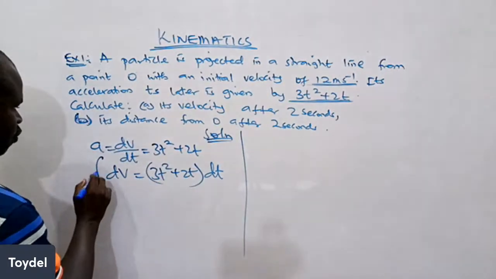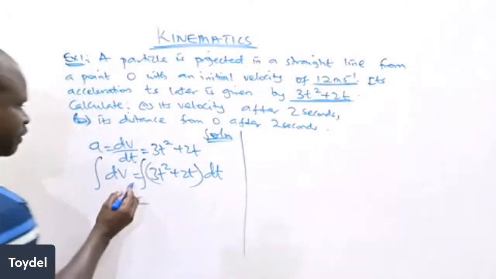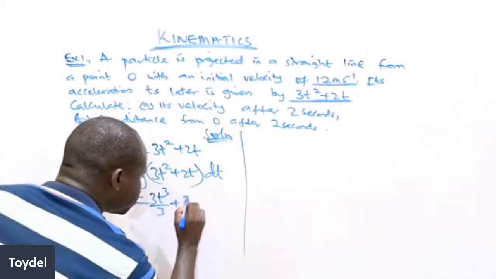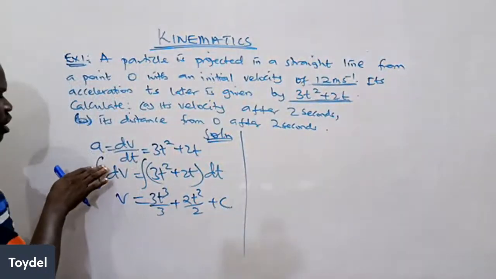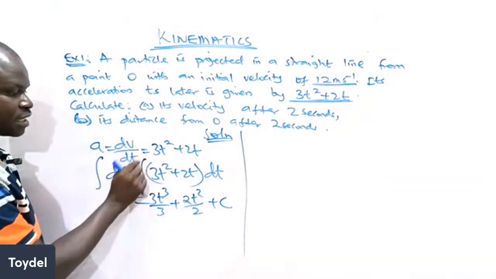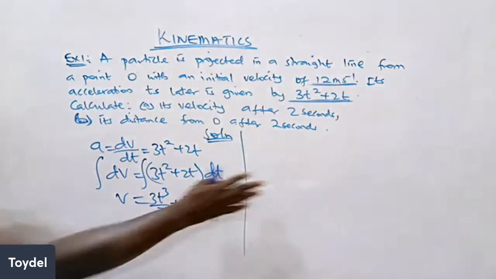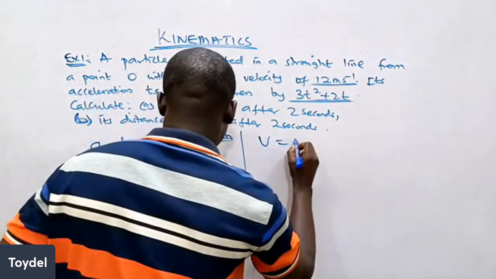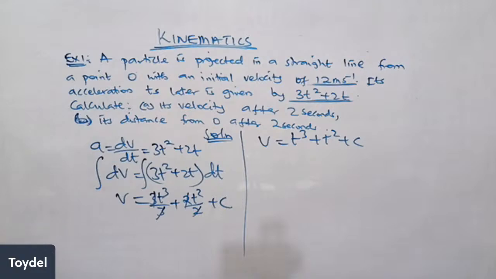So how do I now get the velocity? I'm going to integrate. I integrate dv on one side and the other side. If I integrate dv, I get v equal to, integrating what I have here, 3 times t cubed over 3 plus 2t squared over 2 plus an arbitrary constant. Please note, when we integrate an indefinite integral, it is a must that we have the arbitrary constant. But for a definite integral with an upper and lower bound, we can disregard the arbitrary constant. So from here, we cancel, and v is actually given as t cubed plus t squared plus c.